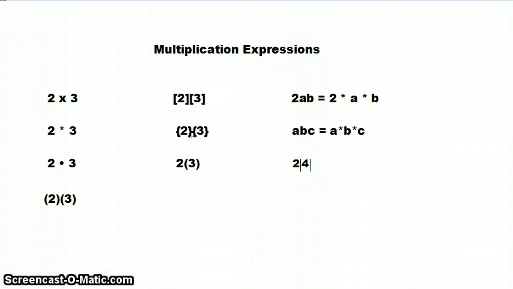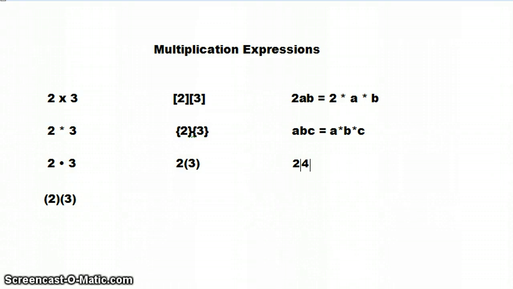The next one down is a star, and that also means multiplication. The dot also means multiplication. And the fourth one you see in that column, with parentheses around that number, is a standard way of expressing multiplication in algebra. When there's nothing between those two inner parentheses and they're side by side, that indicates multiplication.